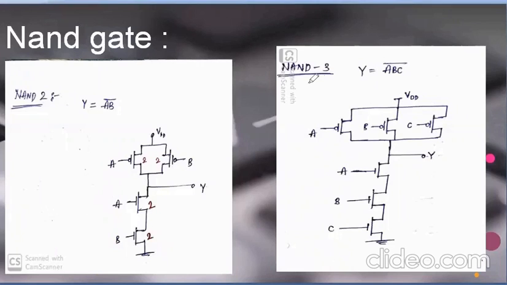Similarly, for the 3-input NAND gate, the Boolean expression is Y equals (A, B, C) whole bar. In the similar way, we connect all the NMOS transistors in series, and for the PMOS, we just take the dual of the NMOS. So in this way, we get the 3-input NAND gate.